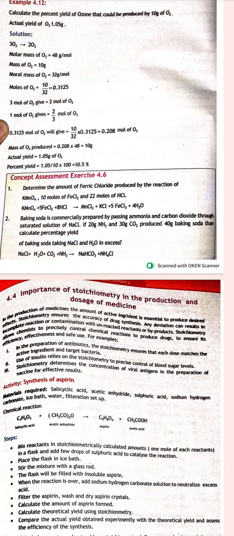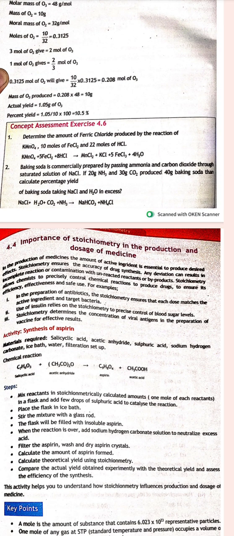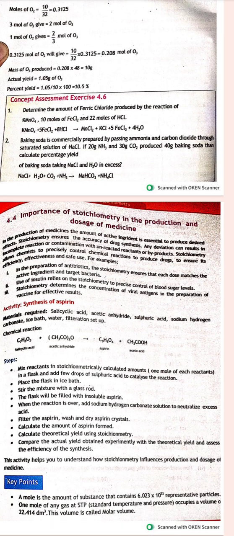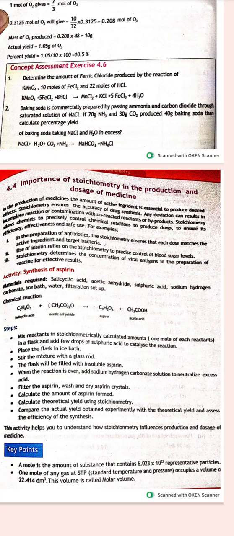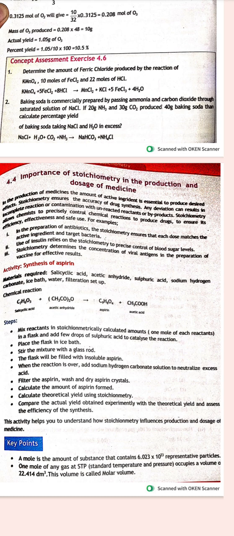10 over 32 into 0.6667, that is 0.208. Mass of O3 produced is 0.208 into 48, which is 10 gram. Actual yield is 1.05 grams of O3 and percentage yield is 1.05 divided by 10 into 100, that is 10.5%.